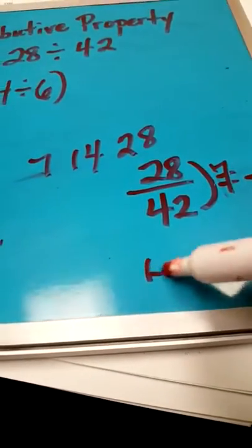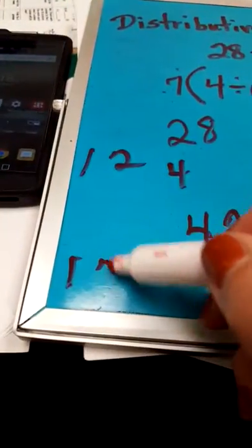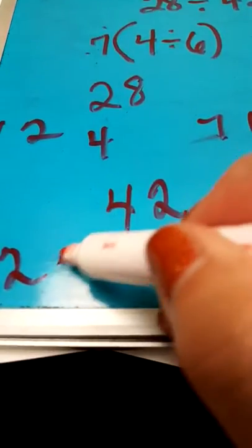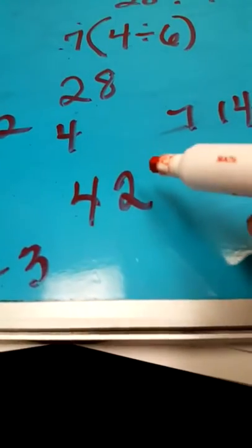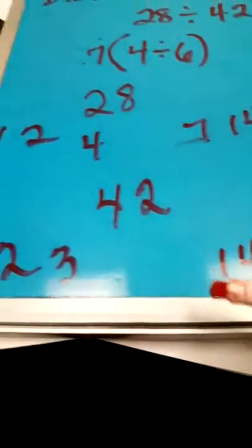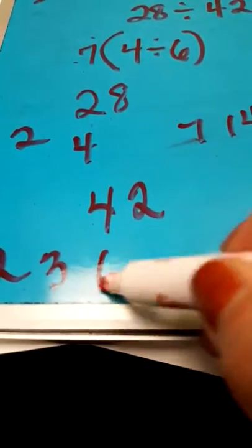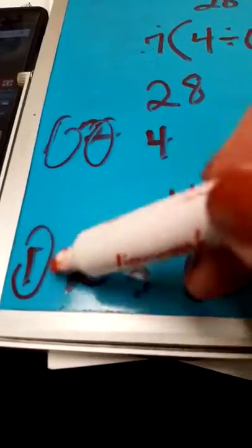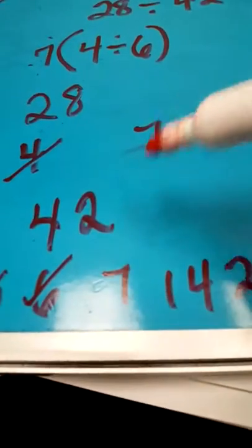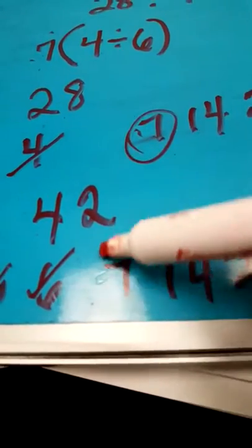You would have to do 1 and 42, 2 and 21, 3 and 14, 5 doesn't go in, 6 times 7. And then you go find what they both have in common. They both have in common the 1s, they both have in common the 2s, they don't have in common the 3s, they don't have in common the 4, they don't have in common the 6, they do have in common the 7s.